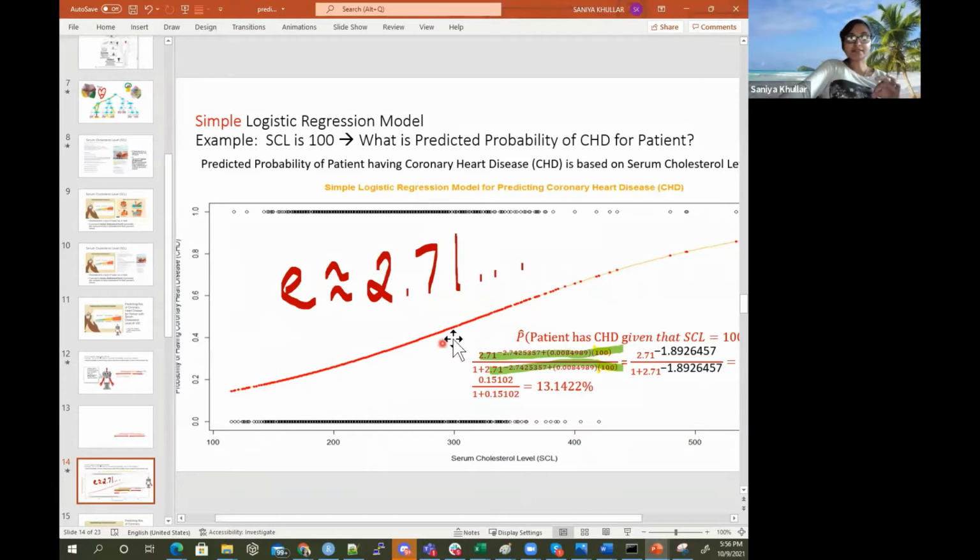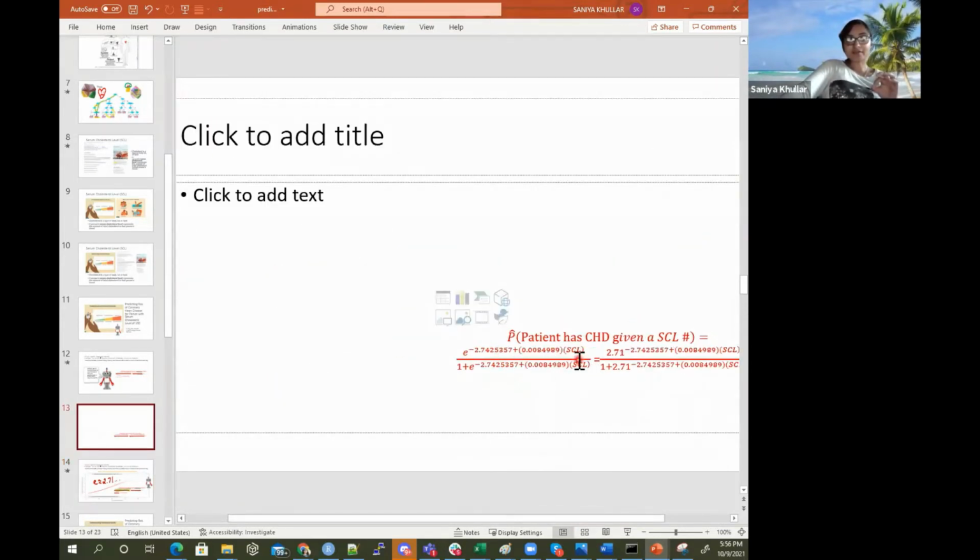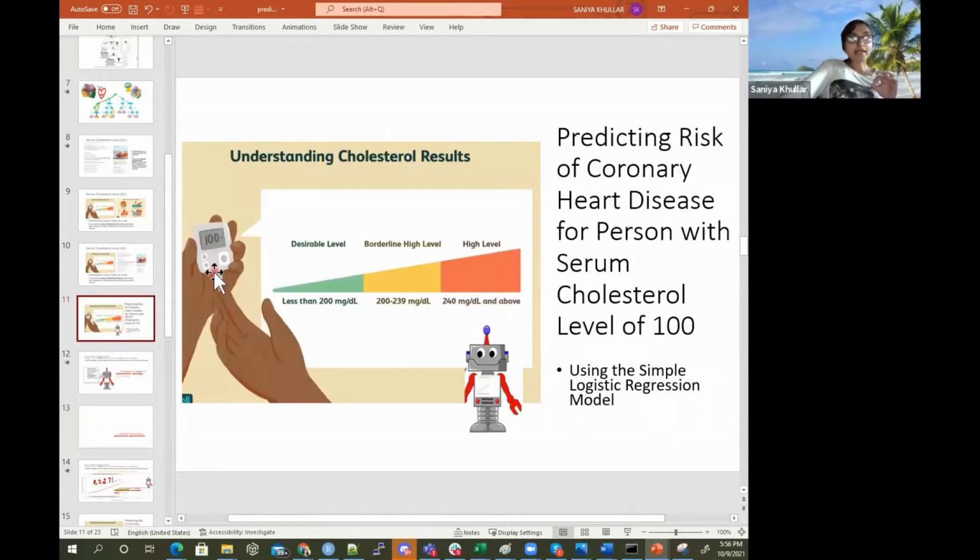So this is the logistic regression model. It predicts the probability of you having coronary heart disease given a serum cholesterol level. So if I plug in this equation here, if I say, hey, I have a serum cholesterol level of 100, what is my risk of having coronary heart disease?